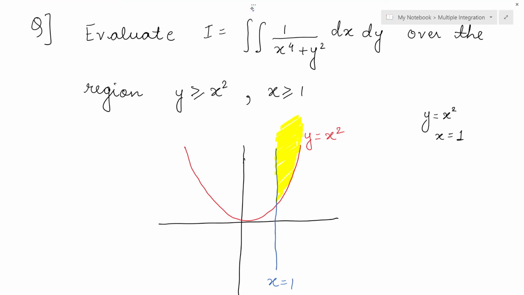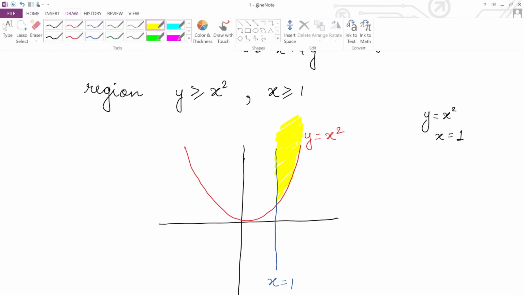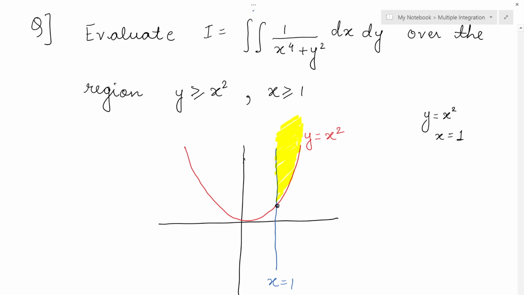Now look at this sum. Here y is equal to x square represents a parabola with the y-axis, and x is equal to 1 is a line of intersection. So the point of intersection over here is easy for us to determine. If x is equal to 1, obviously y will be 1. We can do it orally. This point is 1 comma 1, right?